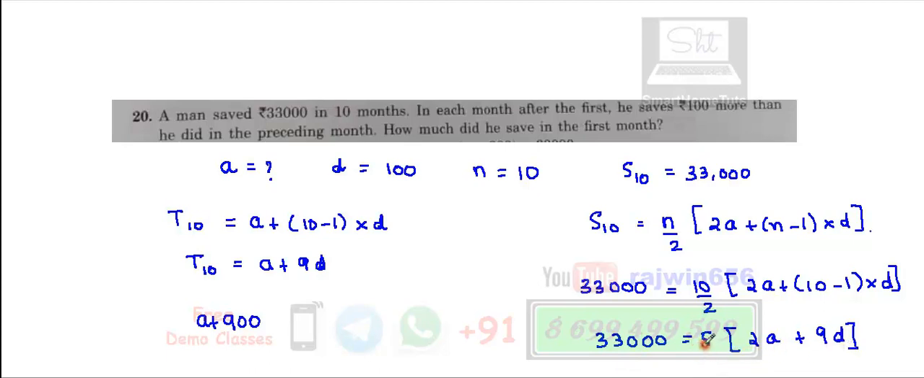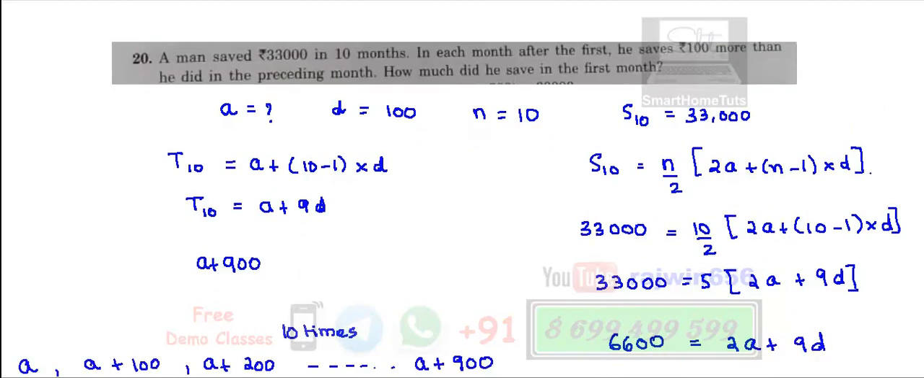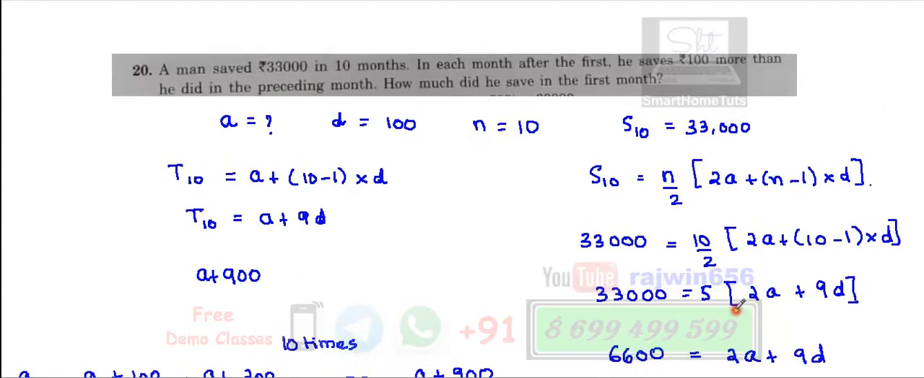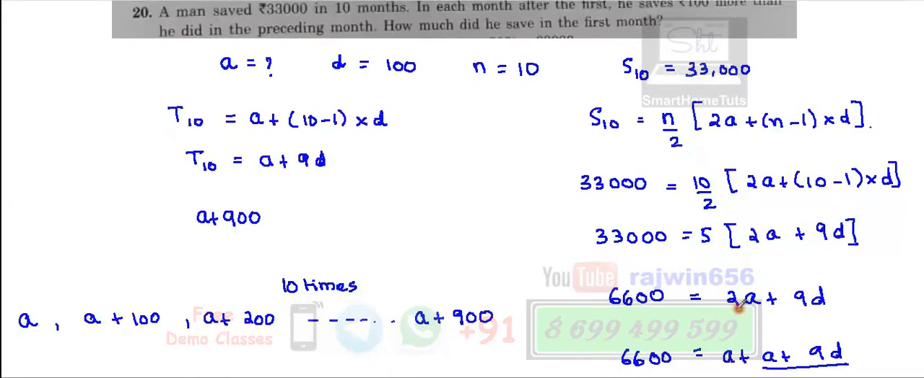What I'm going to do is divide 33,000 by 5. So I'm going to get 6,600, and this is 2A plus 9D. Then I'm splitting this 2A as A plus A, so A plus A plus this 9D. Now what is this A plus 9D? This A plus 9D is T10, that is the last term.